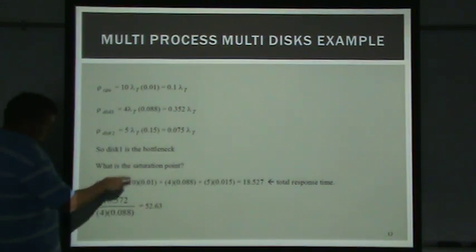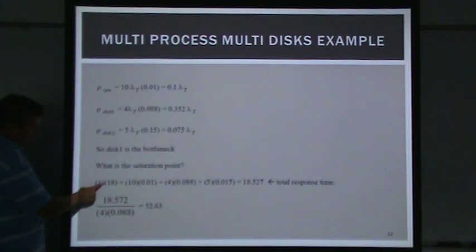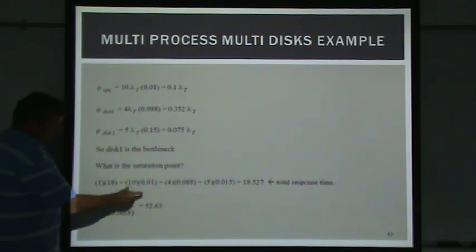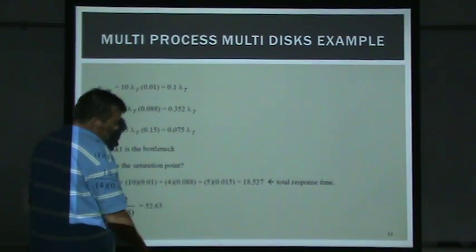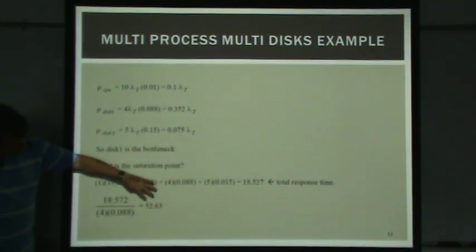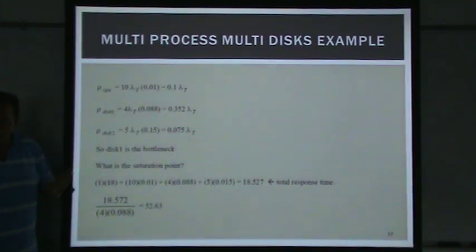So then what is the saturation point? We can say, well, we spend 18 seconds thinking, and then 10 seconds at the CPU, 4 at disk drive 1, 5 at disk drive 2. This would end up being the total response time. This is how much time it would take to respond. And then if we take the total response time and divide it by the amount of time at the bottleneck device, we end up getting a calculation that we could have 52.63 jobs in this system. Once we go above that, the bottleneck device, that queue will start growing to infinity. So we really couldn't handle more than that.